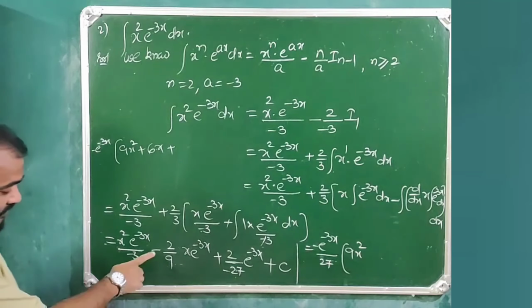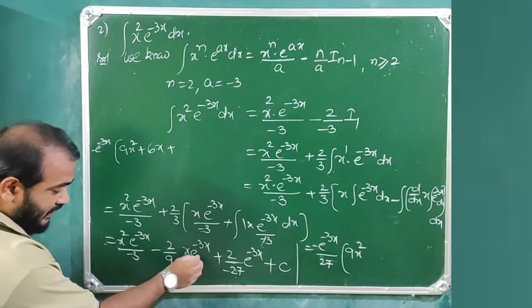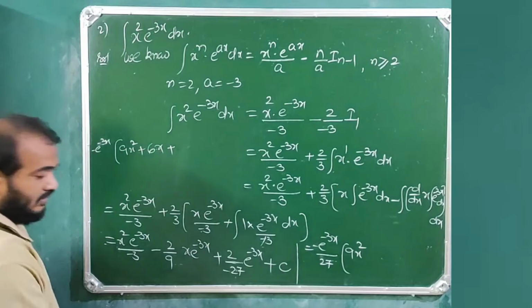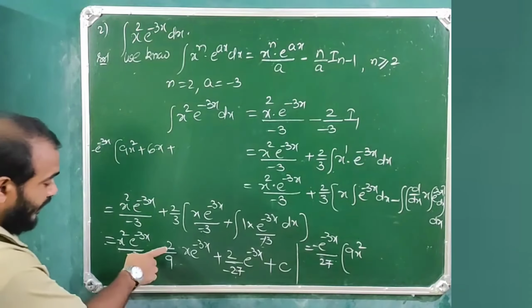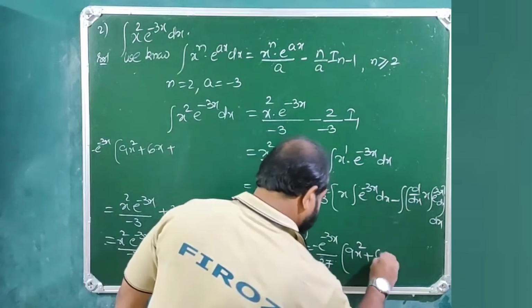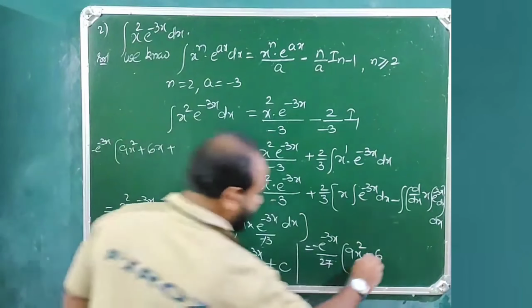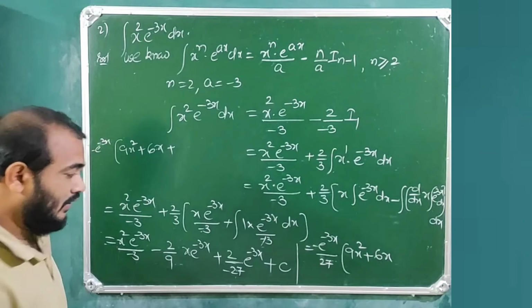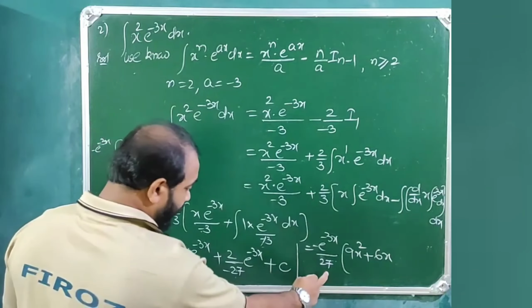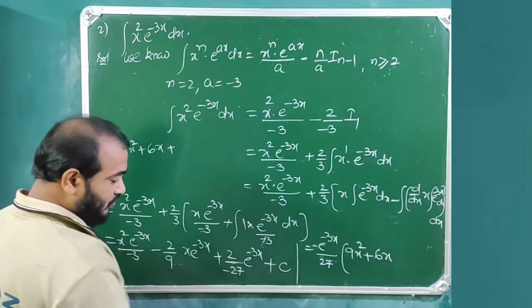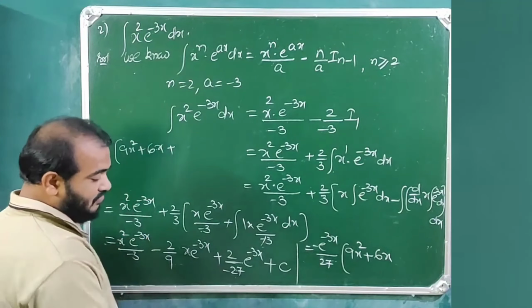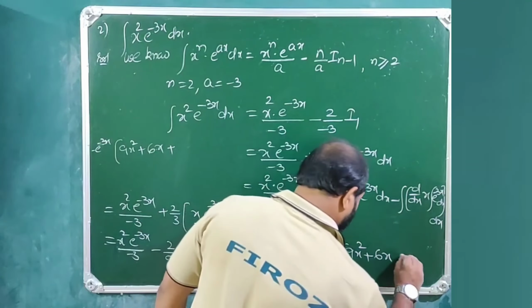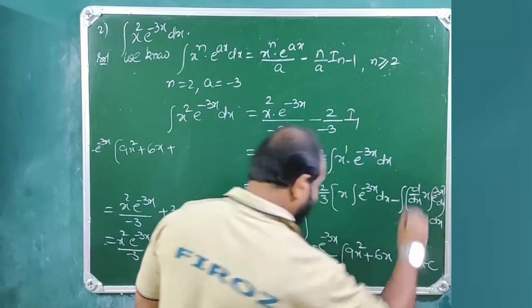So since minus is taken common, so minus e power minus 3x is taken common. So 27 by 9 is 3, 3 into 2 is 6, so 6 into x, 6x. Next, 27 by 27 gets cancelled. E power minus 3x is already taken common. So this is already minus is taken common. So this is plus 2 plus constant of integration c.